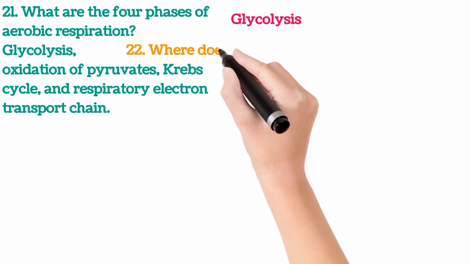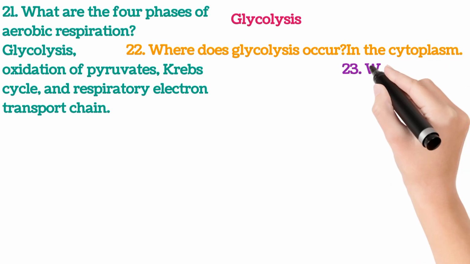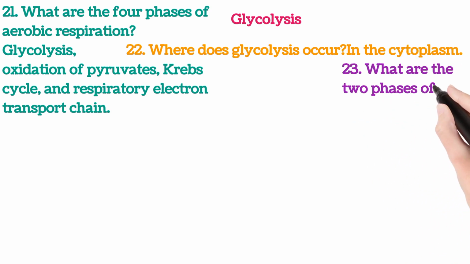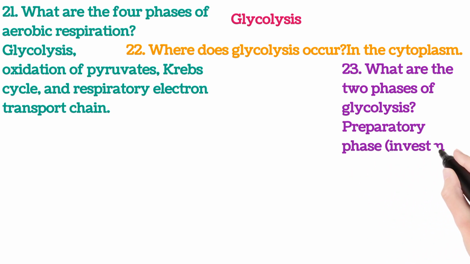Glycolysis. 22. Where does glycolysis occur? In the cytoplasm. 23. What are the two phases of glycolysis? Preparatory phase, investment phase, and oxidative phase, payoff phase. 24. What happens during the preparatory phase of glycolysis? 2 ATP molecules are consumed, and the end products are 2 molecules of G3P.